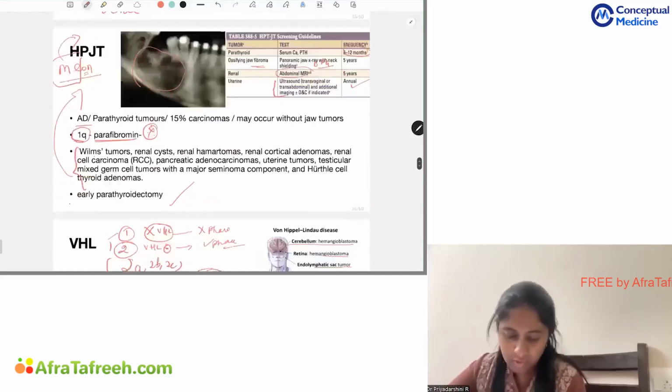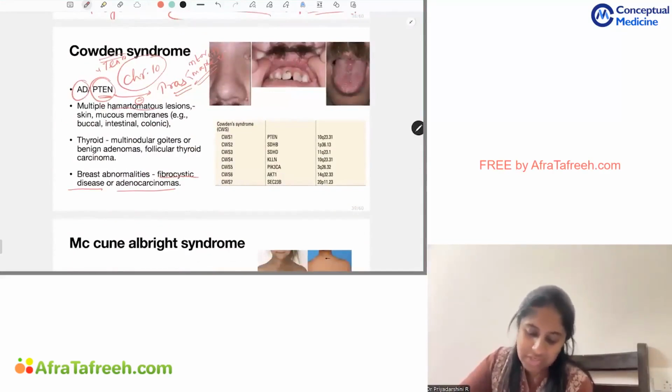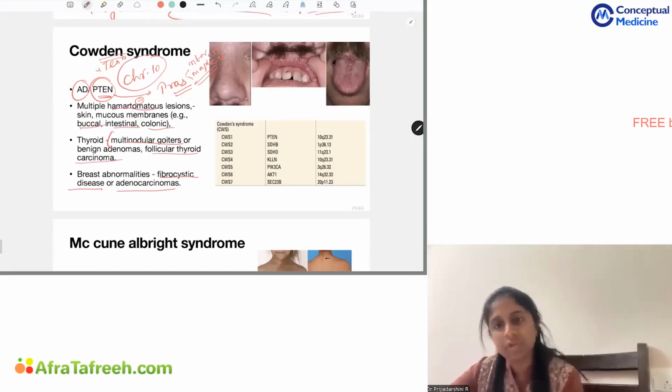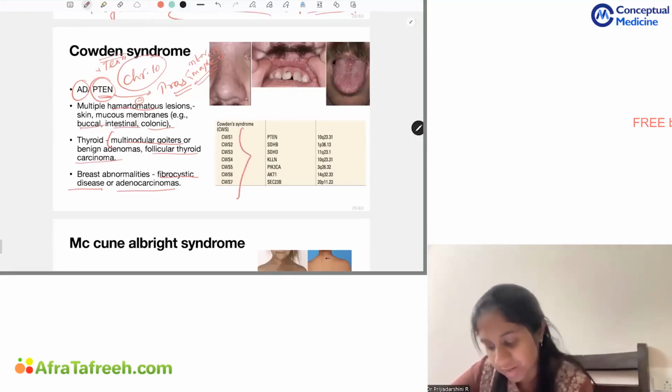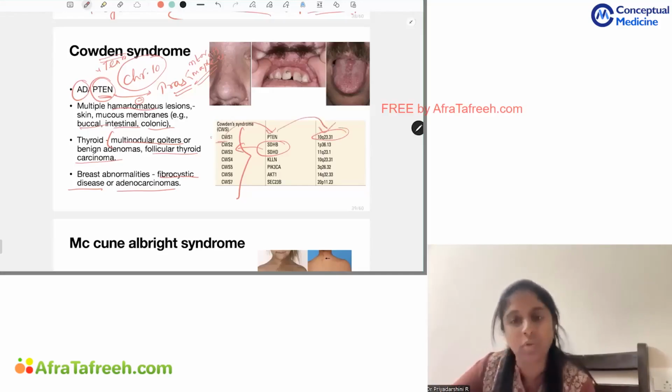So this is about Cowden syndrome. Everything will revolve around it. So you have mucous membrane hamartomatous lesions: buccal, intestine, colon, thyroid. There can be multinodular goiter or follicular thyroid cancer. In the breast, there can be fibrocystic disease or adenocarcinoma. What you see here is papillomas, small papules. You could see cobblestone-appearing papules here, even in the tongue also. So all these are manifestations of Cowden syndrome. Again, Cowden syndrome is of multiple types. You have even seen SDHB and D happening with Cowden syndrome. So just remember Cowden syndrome 1, which will be a PTEN mutation, chromosome 10.